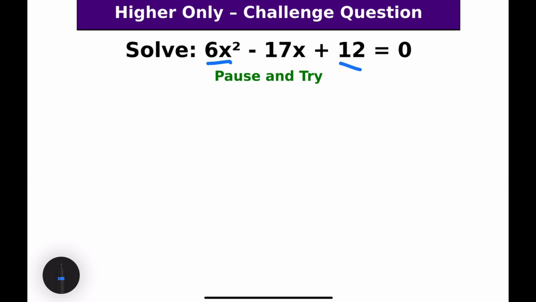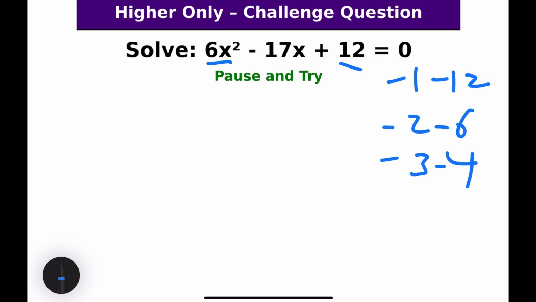So let's write down the factors of 12. So 1 and 12, 2 and 6, 3 and 4. But we know that it needs to add to make a negative. So we need to make all the numbers negative, as two negatives multiplied by each other makes a positive, and they add to make a negative.